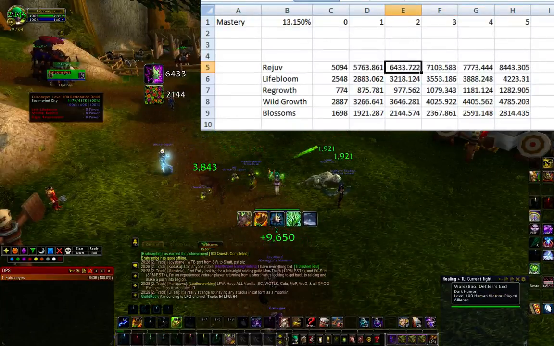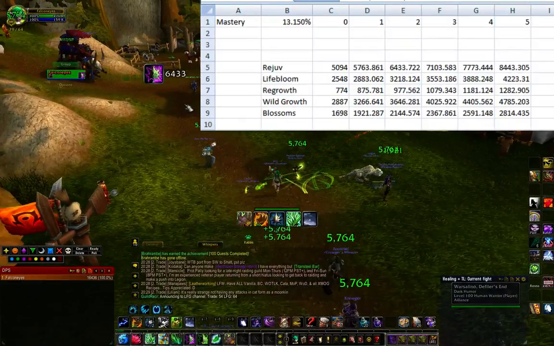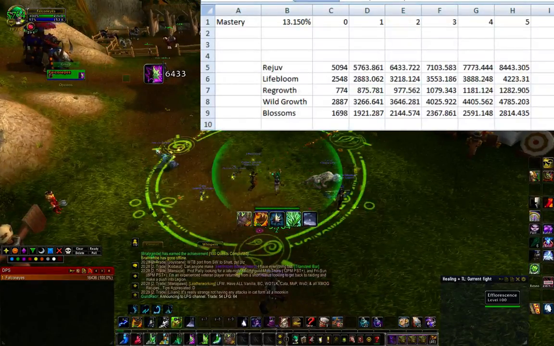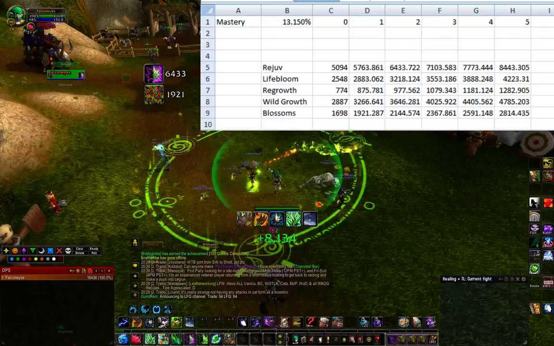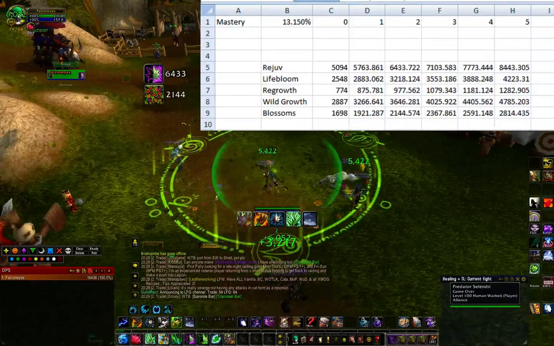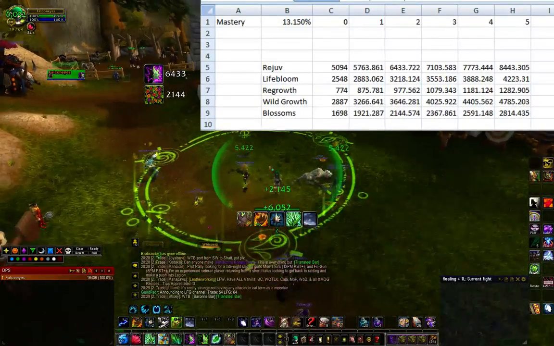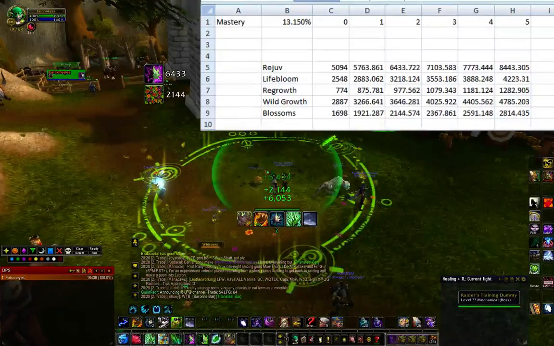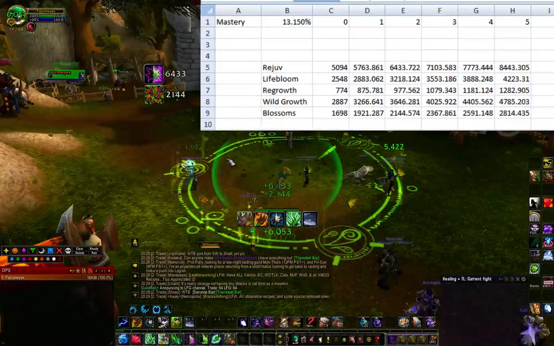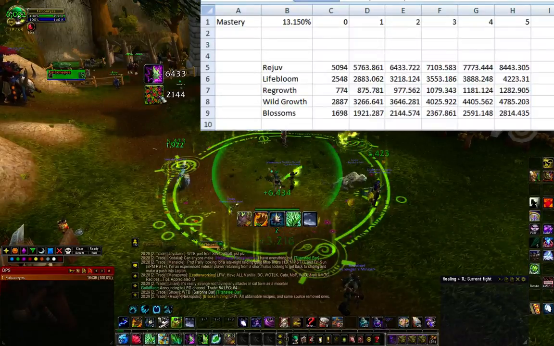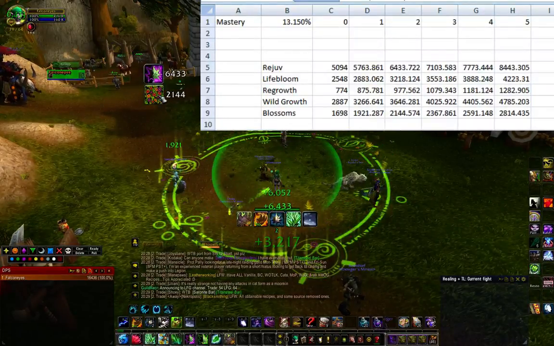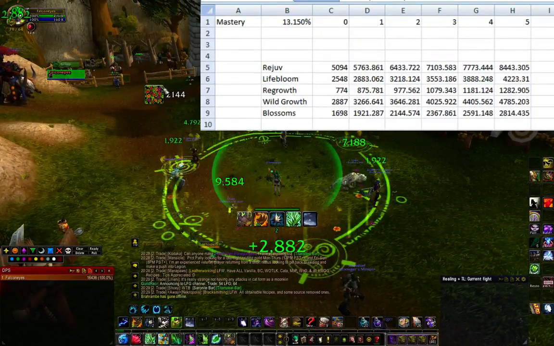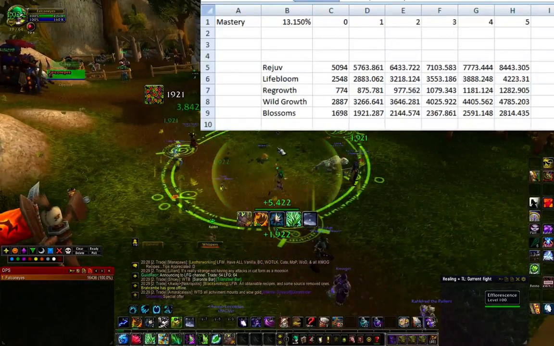So that said, basically you can hit a lot of people with this Spring Blossoms HoT all at once by just putting that under the melee stack, and instead of having to roll Rejuves and Germinations on people, you can just get a HoT on them. It's basically activating at least one mastery stack for all of the people within your Efflorescence.